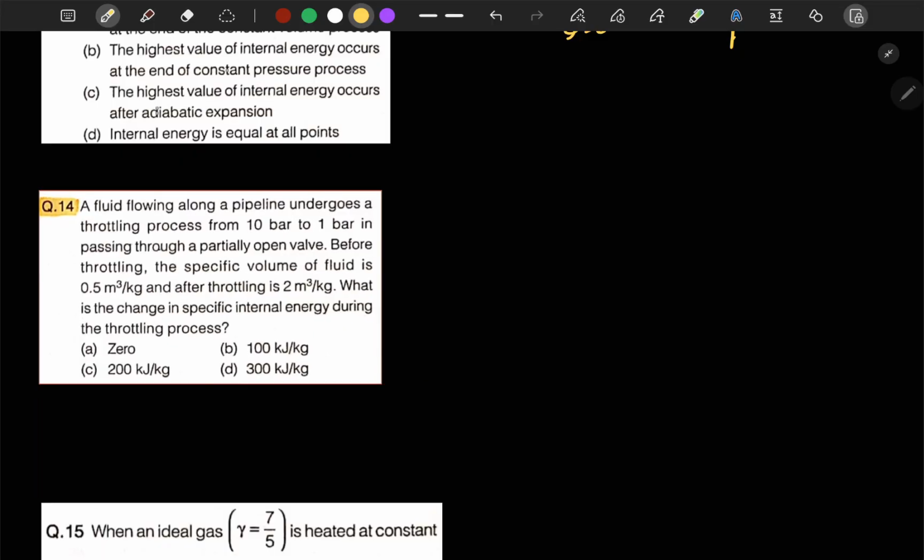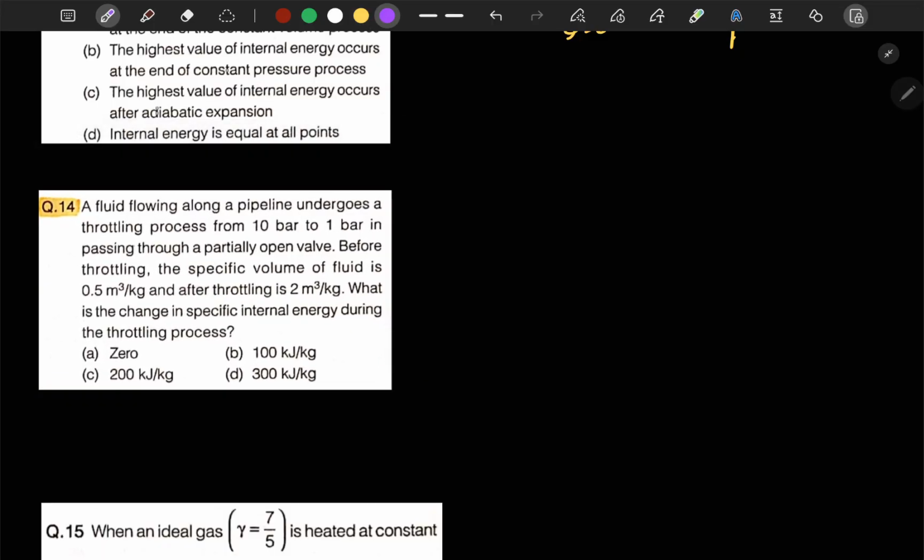Question number 14: a fluid flowing along a pipeline undergoes a throttling process from 10 bar to 1 bar in passing through a partially open valve. Before throttling, the specific volume of the fluid is this, and after throttling it is this. What is the change in specific internal energy during the throttling process? We know that for throttling, H1 is equal to H2.